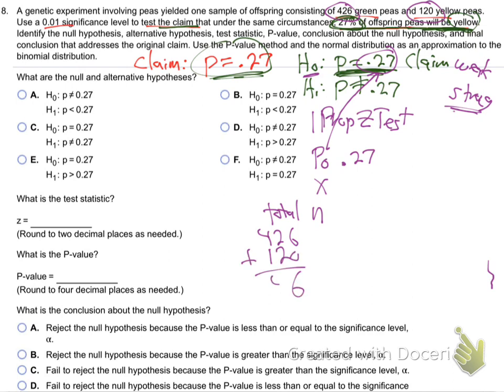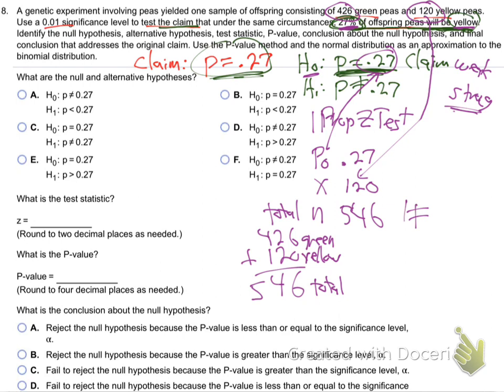So you've got to add those up. 546 total peas. Got to be careful there to not accidentally put down 426. That was just green, and 120 was yellow. So the total number of peas is 546. And what are we talking about, yellow or green? Well, we're testing that 27% are yellow. So the yellow number goes here, 120 are yellow. So put that into your calculator, and of course choose not equals and hit calculate.